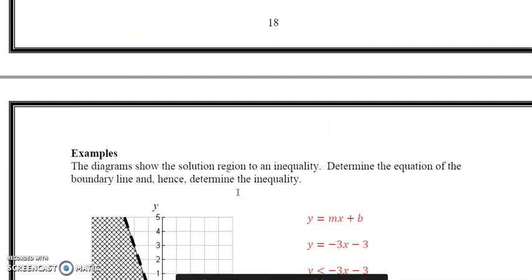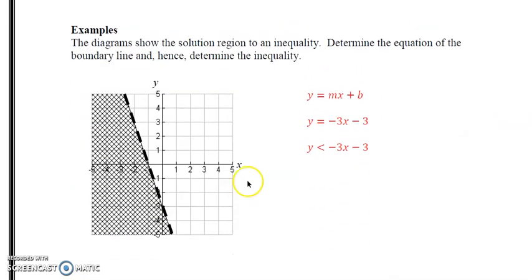All right, let's look at the example of when we need to find the equation. So now we're given the graph, and we're going to actually come up with the equation. It says the diagram shows the solution region for an inequality. Determine the equation of the boundary line and hence determine the inequality. So it's linear, so I use y equals mx plus b. It clearly goes through the point 0, negative 3, so there's your b value. You could pick another point to define the slope, so I got the negative 3.